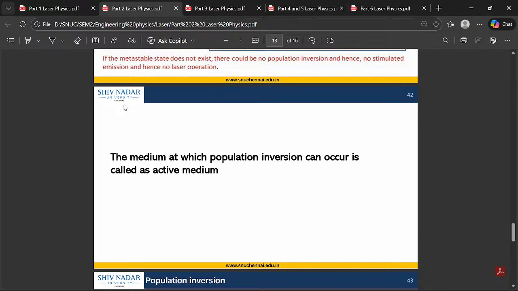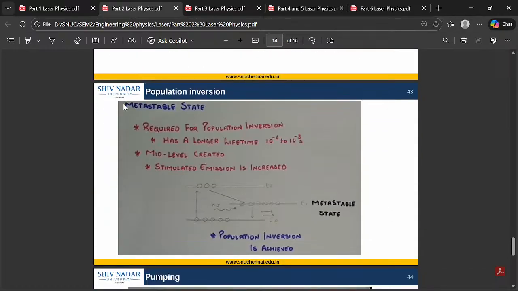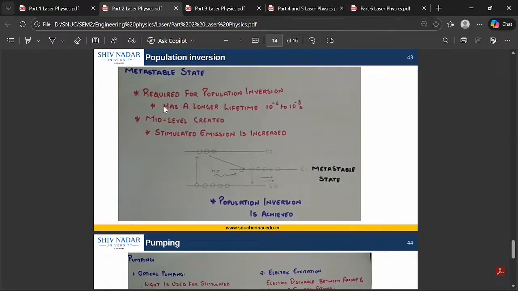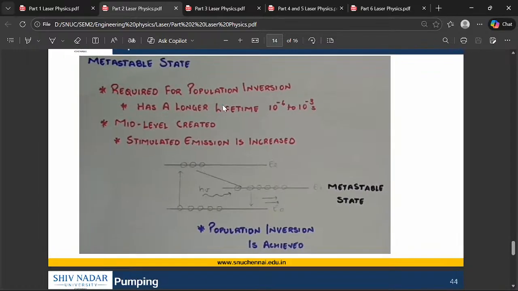Where this population inversion happens is called the active medium. So CO2 is an active medium, semiconductor is an active medium, and so on. Let's see about the metastable state. It has a longer lifetime. As I said, to achieve lasing action it must have a longer lifetime, which is 10 to the power minus 6 to 10 to the power minus 3 seconds. So stimulated emission is increased when a metastable state is introduced between E2 and E1.